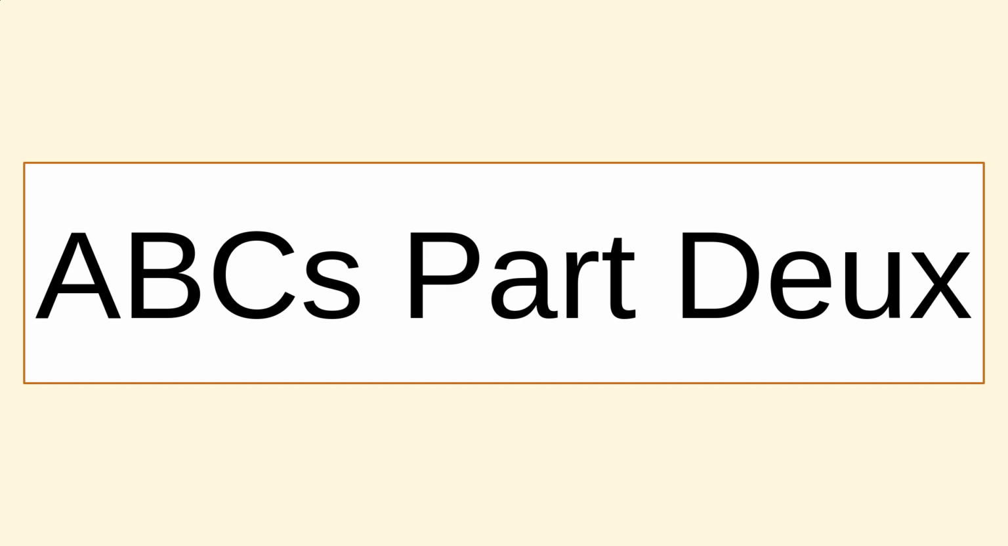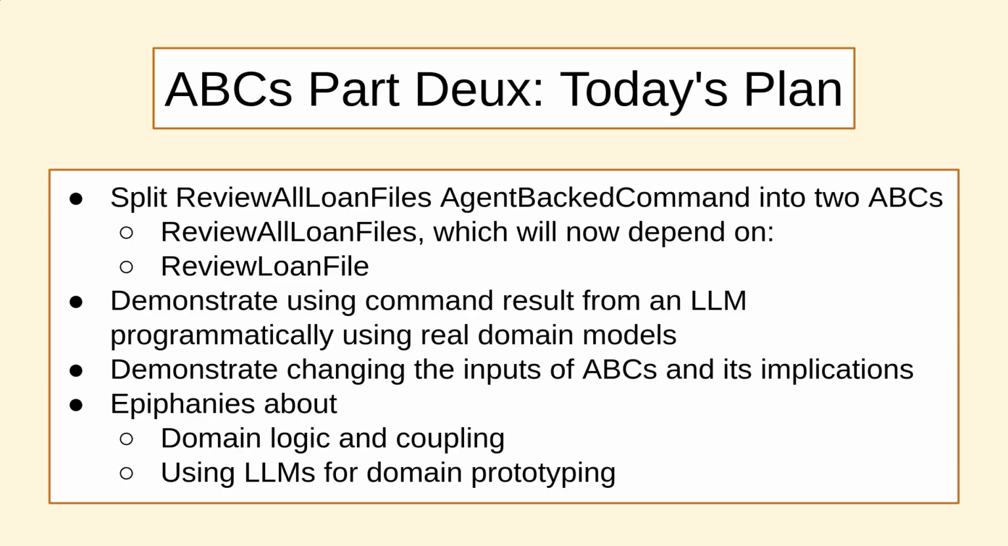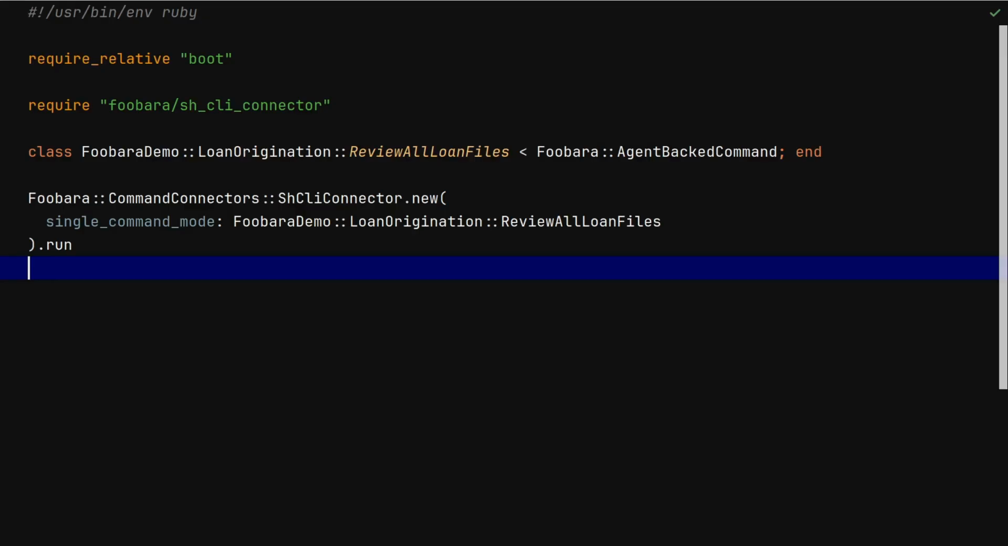Hey there. In the last video, we created an agent in one line of code using Fubara's AgentBackedCommand gem. In this video, I want to split it into two AgentBackedCommands and flesh out their inputs, their result types, their dependencies, and then share with you some epiphanies I've had while thinking about this stuff lately.